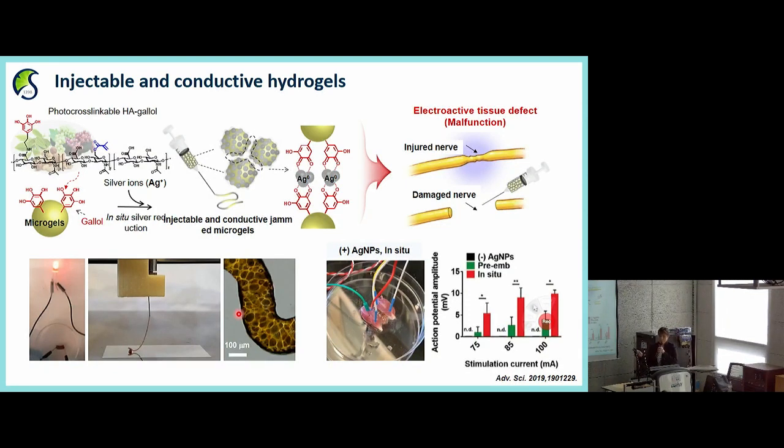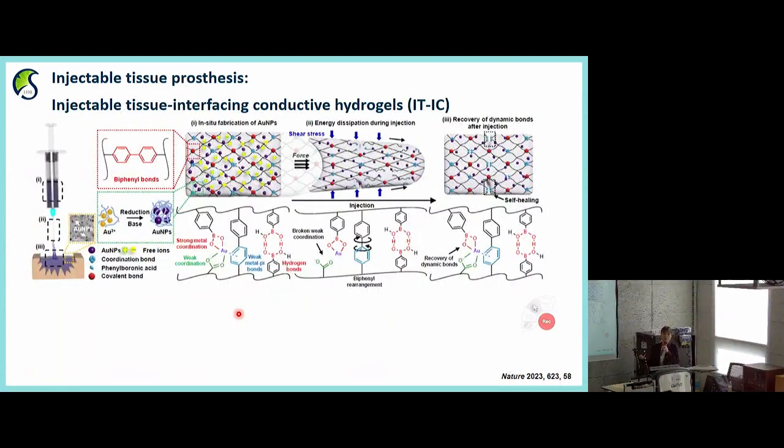But these silver nanoparticles have very high toxicity in our body. So we would like to change the silver nanoparticle to more biocompatible metal systems. We chose gold nanoparticles.